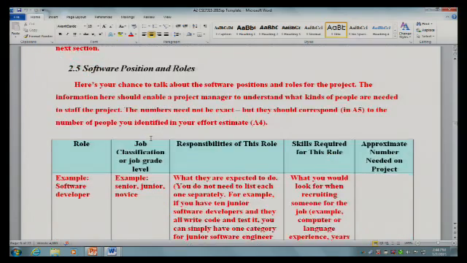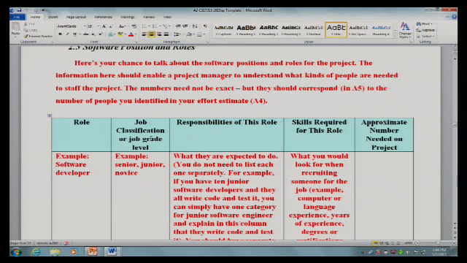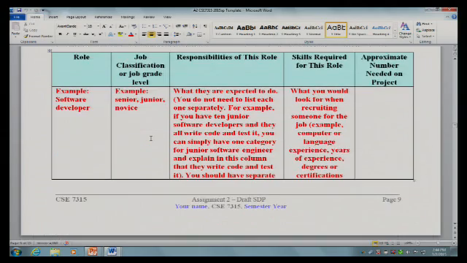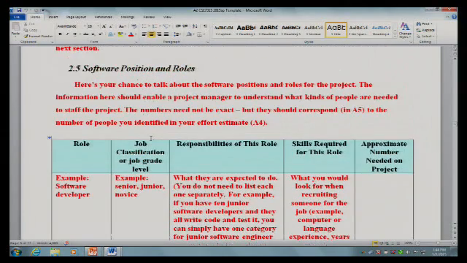Similarly, software positions and roles, I would expect somewhere around 10 categories. Maybe 15, maybe 5, but not 2 and not 30 categories of people. And the people that you're describing here are software people. Don't put in the project manager and a description of what the project manager does. That's your boss or your boss's boss.